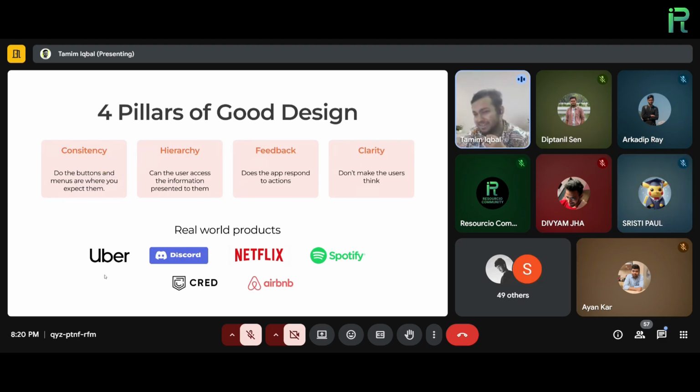Next goes to hierarchy. Hierarchy is one of the most underrated things that people miss, and it is very easy to miss. Hierarchy is how the content of your site is presented and how it flows.